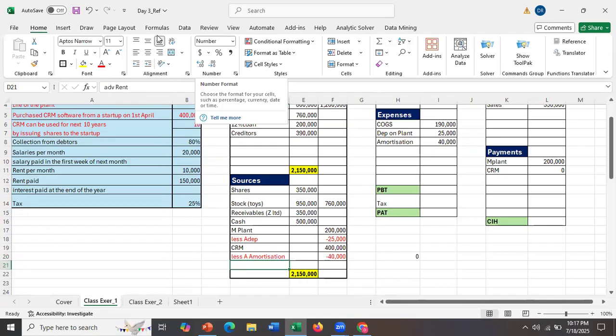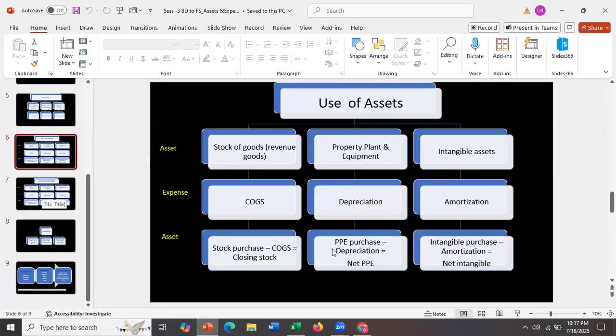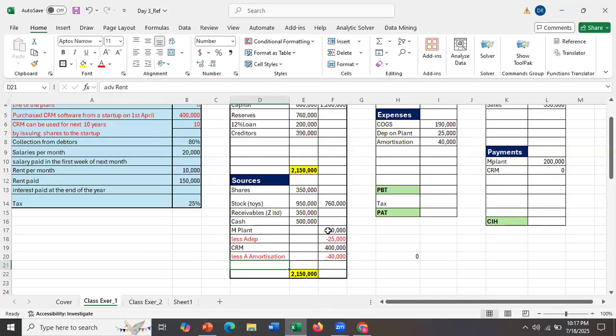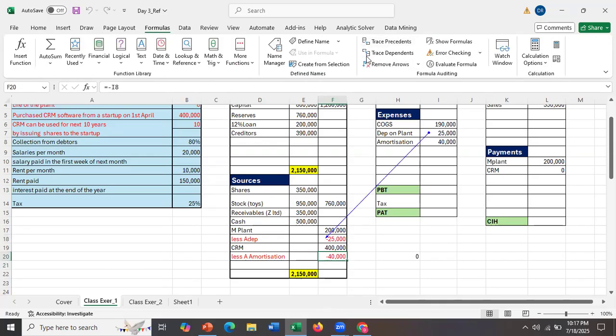So depreciation is an expense, amortization is an expense, COGS is an expense. That's what we saw here. But because of these three, the value of the asset reduces, the value of the plant reduces, the value of intangible reduces. And that is precisely what we saw here. The plant has come down because of depreciation. Intangible asset has come down because of amortization. Inventory has come down because of COGS, a corresponding reduction.